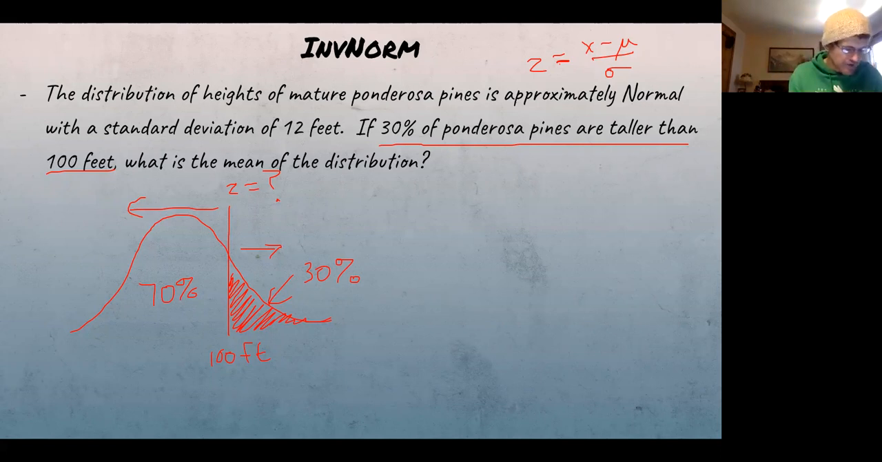But for inverse norm, now actually before I do that, let me set up the rest of this. The z-score is unknown. I know that the x value of interest is 100 feet. So this is not the mean, it's asking me to find the mean. So 100 minus the mean, divided by 12 feet, is going to equal this z right here. So I want to solve for z. And so I'm going to do inverse norm.